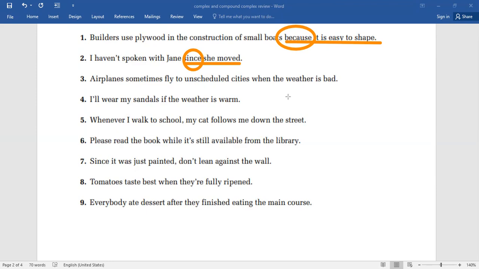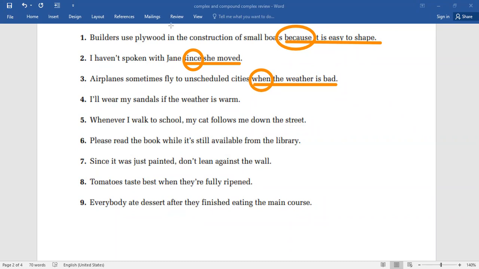Number three. Ward, please. When the weather is bad. Notice here that "when" is not a relative pronoun, because it doesn't describe the cities. It answers the question of when do the airplanes fly. So is this an adjective clause or an adverb clause? An adverb clause. Exactly, and it starts with "when," and what is "when" here? A subordinate conjunction.